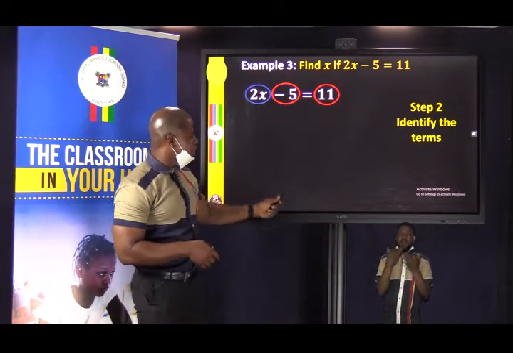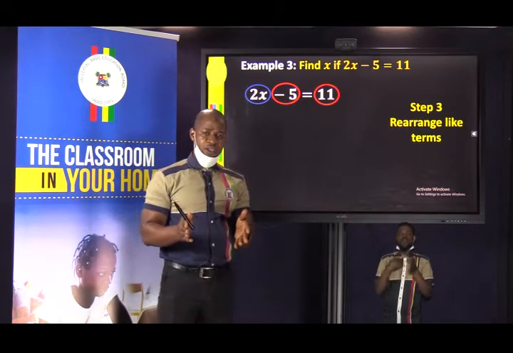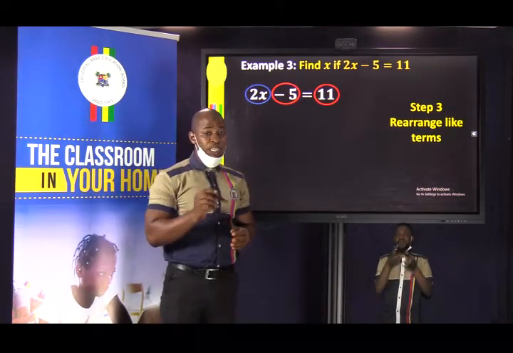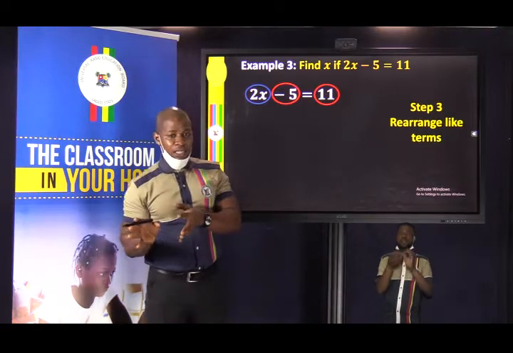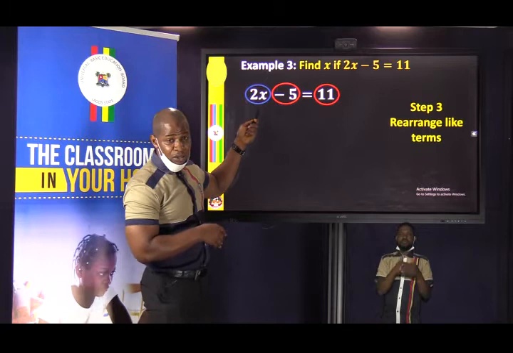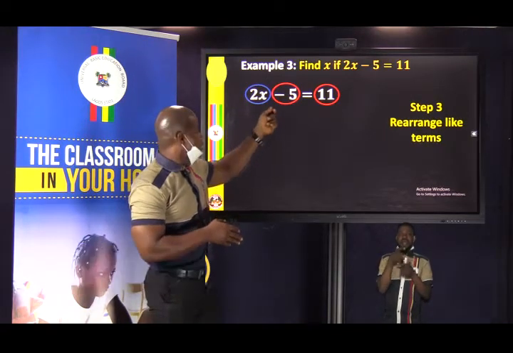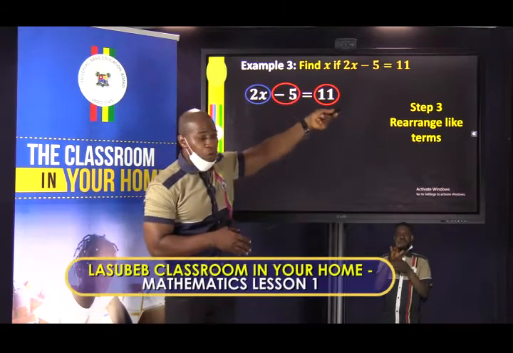Now that we have identified the terms, the next thing to do is to rearrange the terms. We are going to rearrange in such a way that we take all the numbers to one side, and all the algebraic terms to one side. This is the only algebraic term there, the only one that has a letter. Let's leave it on the left. This one does not have a letter. Let's take it to the right.